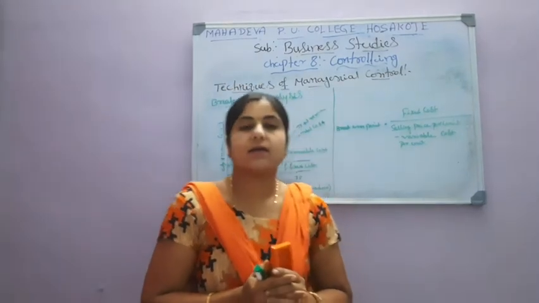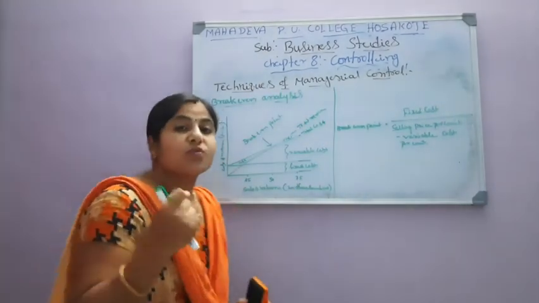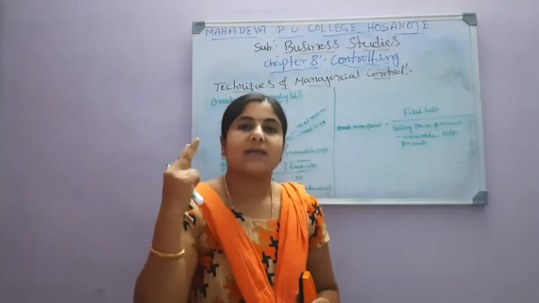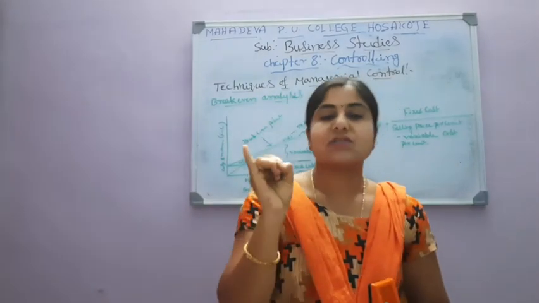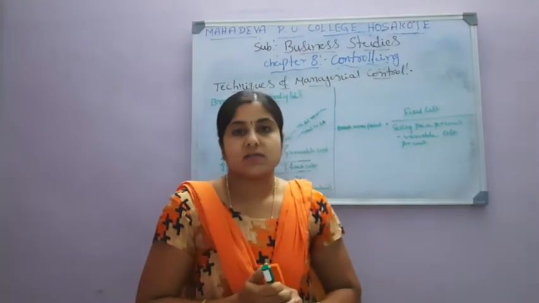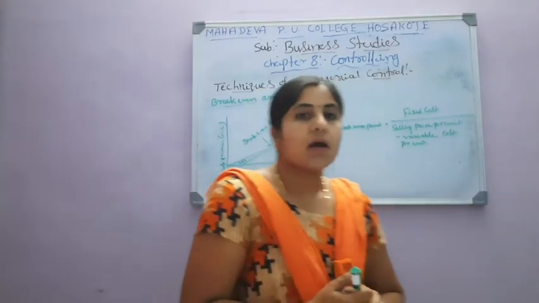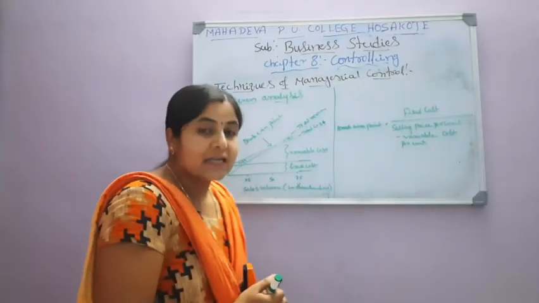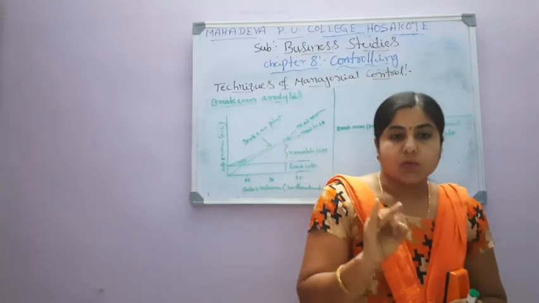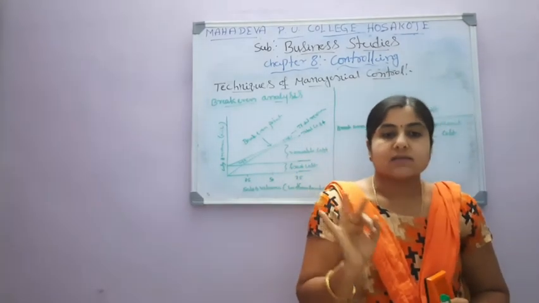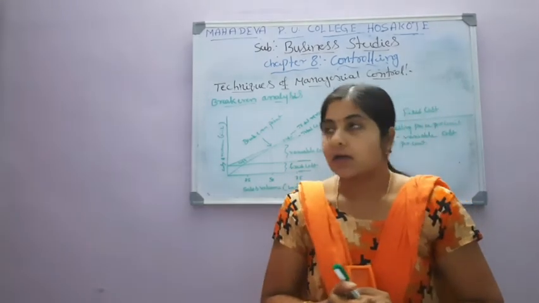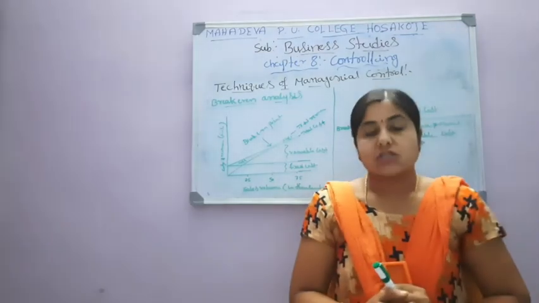In the last class, we discussed the techniques of managerial control. In managerial control, we have classified two types: one is traditional techniques, another is modern techniques. In the last class, we discussed the traditional techniques of managerial control, which include personal observation, statistical reports, break-even analysis, and finally budgetary control. These are all included in the traditional managerial control techniques.